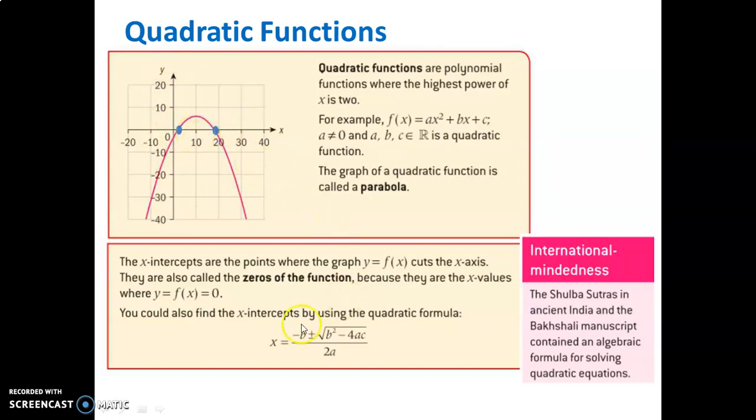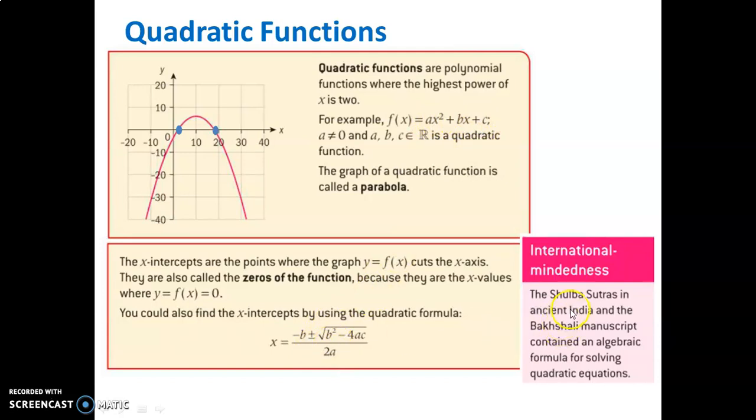You can find the x-intercepts using what is called the quadratic formula. If you don't remember that, you should definitely write it down. That will always give you the values of those two x-coordinates. And it uses the three parameters from the quadratic function itself, the a, b, and c values.